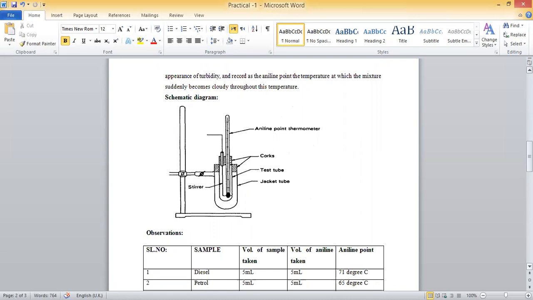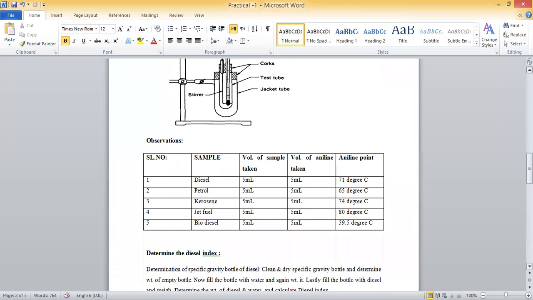Here's a schematic diagram of the aniline point apparatus. As you can see, all of the apparatus is enclosed in the jacket tube: the cork, the test tube, the aniline point thermometer, all of it, which is directly heated. Here we have an observation table for that procedure. We'll have different samples like diesel, petrol, kerosene, jet fuel, and biodiesel. The volumes of the sample taken and the volume of the aniline taken are given below. After completing this experiment, the aniline point obtained is stored in this table.